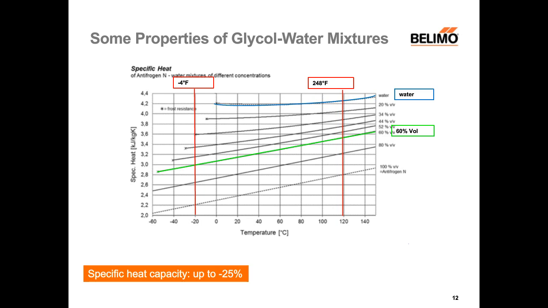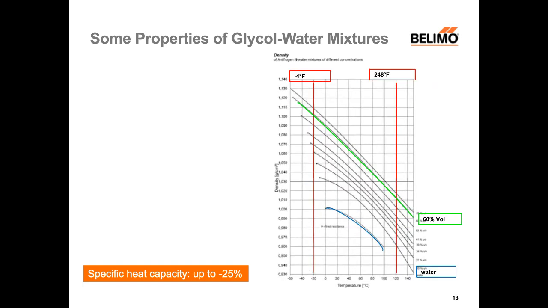Next, we take a look at the density. The density of water glycol mixtures, again, you see here a diagram. On the x-axis, the temperature, on the y-axis, the density. There are different concentrations, or the different lines. Blue is again water, and green is 60% of glycol. As we can see, with water, it starts at 100 degrees C at around 0.96, and it ends up at 1.1 for 60% glycol at around 0 degree Fahrenheit. So the density increases by about 14% through the use of glycol.